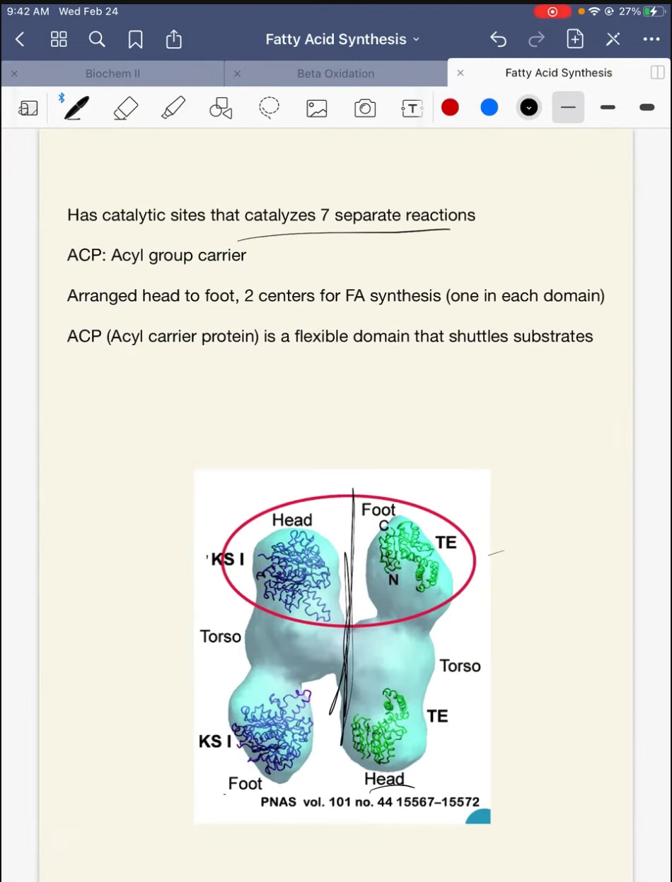It uses this carrier protein called ACP, and I have a slide on why it uses that and why it's important. Basically, because we're running all these reactions on the same enzyme, we need to transfer the substrates between different catalytic sites, so ACP helps with that. It's a flexible domain that shuttles substrates between all the different catalytic sites. So that's the main purpose of ACP.